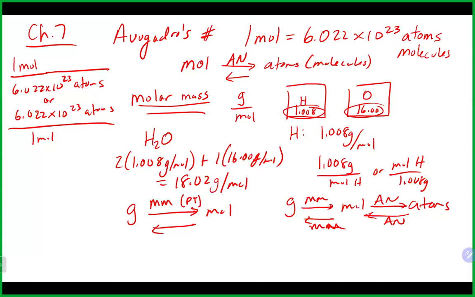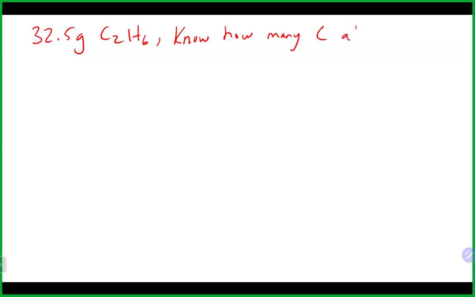Other questions? Okay. So one last thing that I want to go over in terms of this type of calculation that you sometimes come across before we move on to the last part of chapter 7. Let's just say we had 32.5 grams of C2H6, and we wanted to know how many carbon atoms there are.